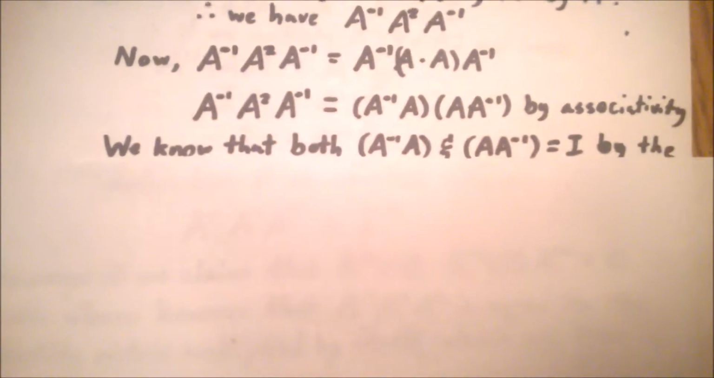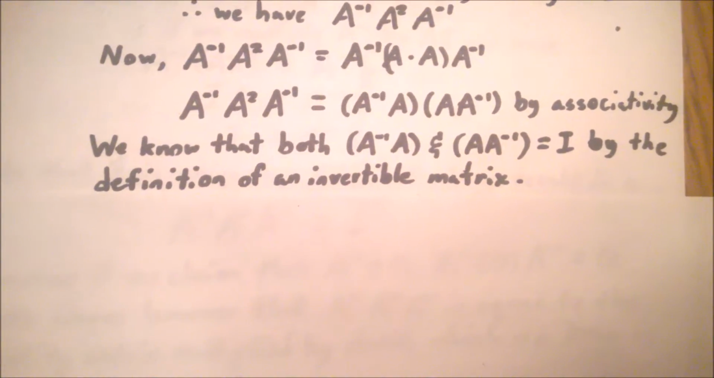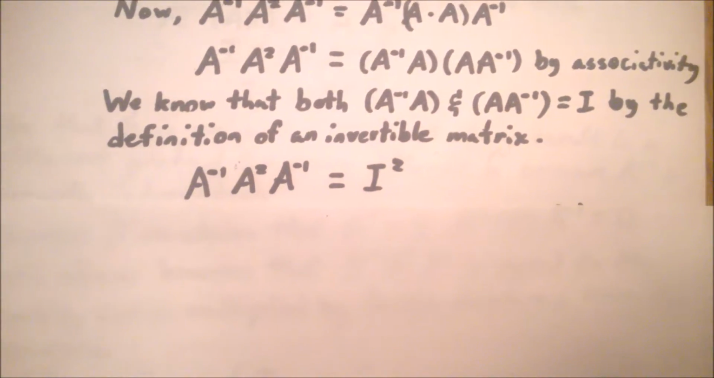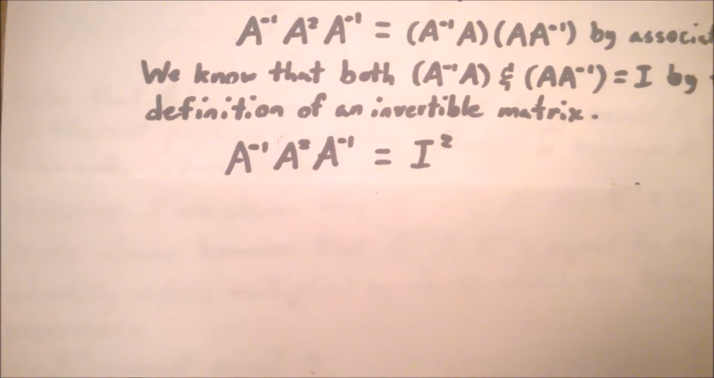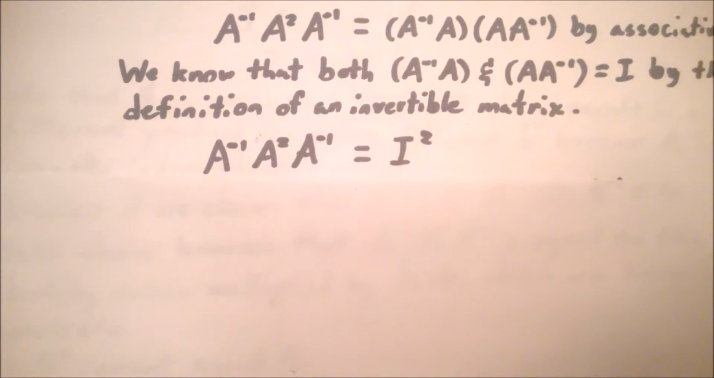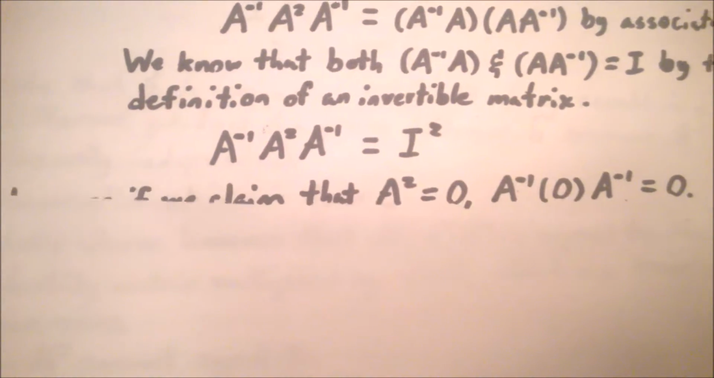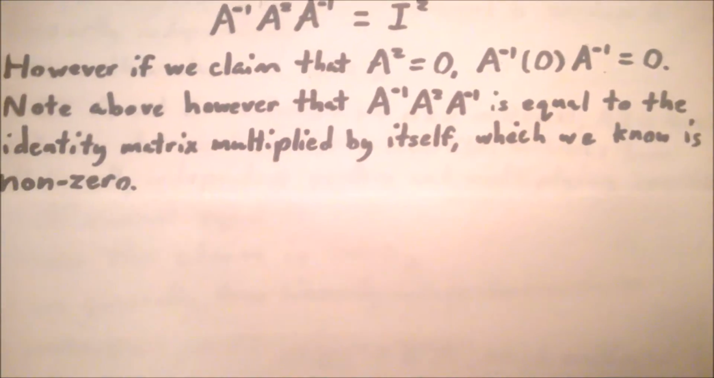So what we end up with here is that A inverse times A and A times A inverse are both equal to the identity matrix. So the result here of A inverse times A squared times A inverse is just equal to the identity matrix squared, or the identity matrix times itself. So now what we have here is a contradiction.